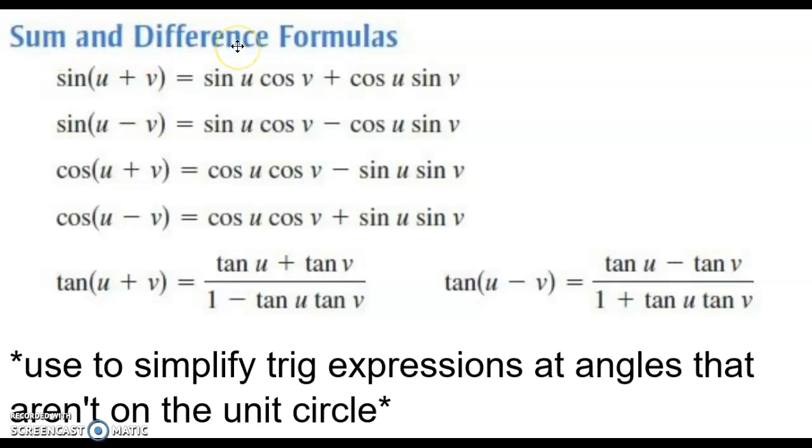We use sum and difference formulas when we are required to simplify a trig expression at an angle that isn't found on the unit circle but can be created by the sum or the difference of two angles that are on the unit circle. So for example, 75 isn't on the unit circle, but it's the same as a 30-degree angle plus a 45-degree angle, which are both on the unit circle, so we could use a sum formula for that one. So anyway, you just need to copy these formulas down.